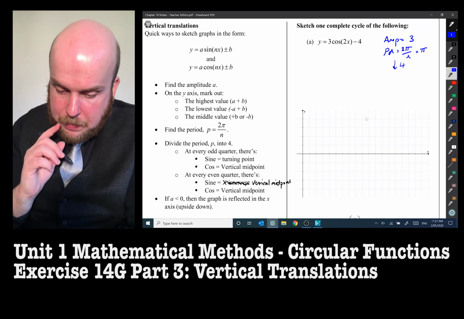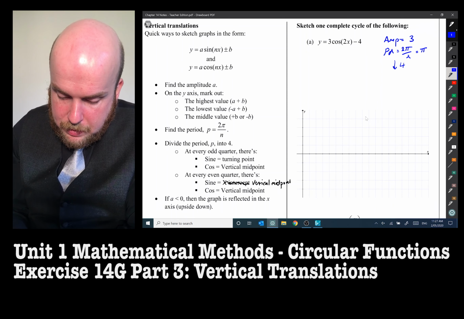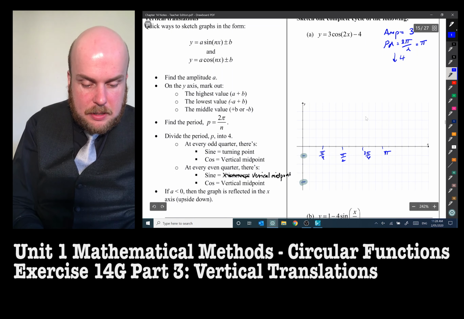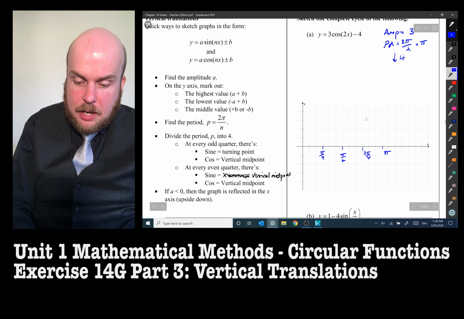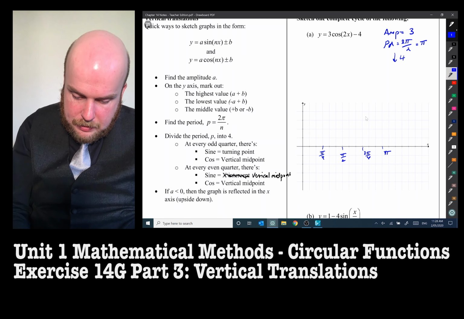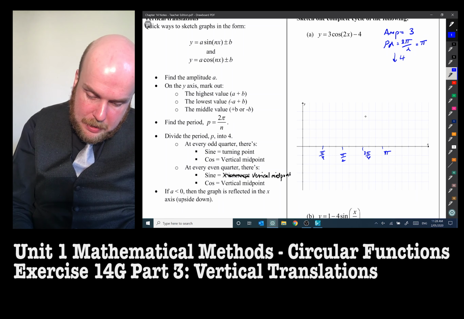So once again, I'm going to break this up into approximate quarters. What have I got? 3. Yeah, why not? So what's the lowest of the low? 3 minus 4 is going to be negative 7. So 2, 4, 6. Yeah, let's do that. So it's going to make that -2, -4, -6, -8.